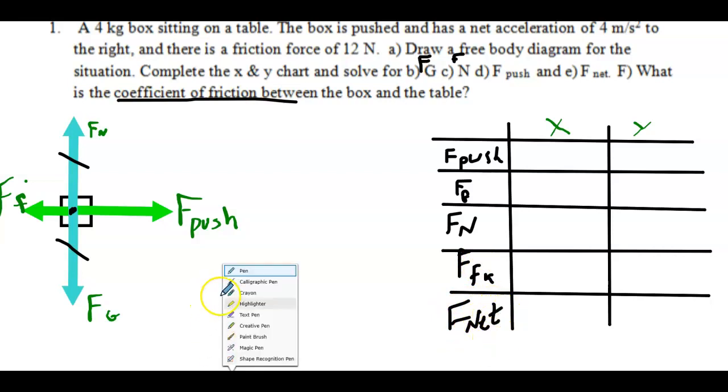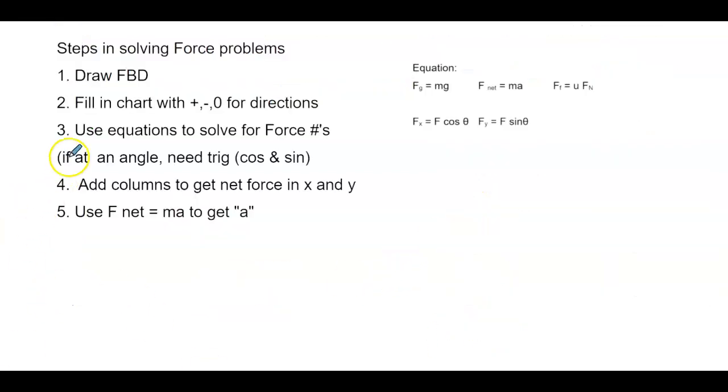I'm going to switch up and use a smaller calligraphy pen, and that'll work better. So we did step one. We drew our free body diagram. The next thing we need to do is fill in our chart with our positives, negatives, and zeros.